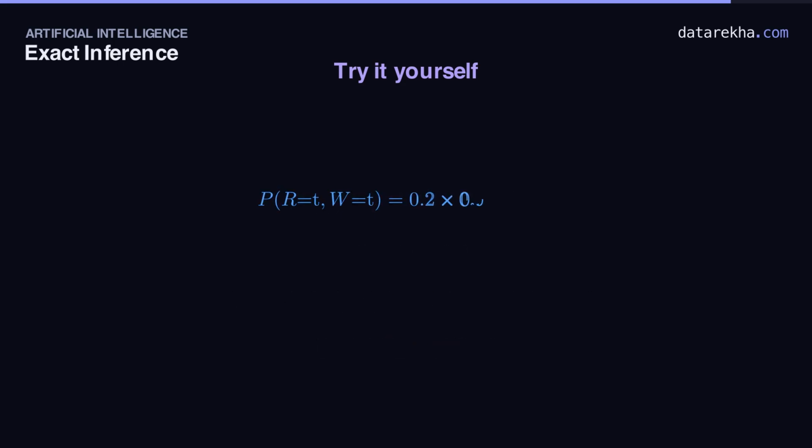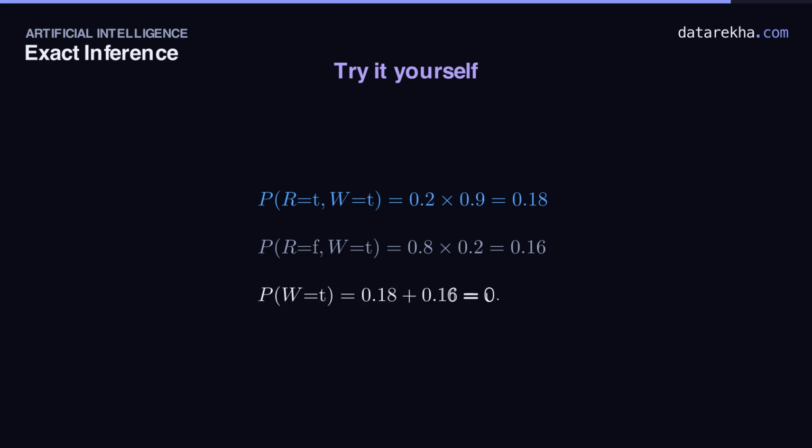Here's the walkthrough. There's only one hidden thing, the rain itself, so it's quick. For rain true and wet, 2 tenths times 9 tenths, that's 0.18. For rain false and wet, 8 tenths times 2 tenths, 0.16. Add them for the probability of wet grass, 0.34. Then divide 0.18 over 0.34, about 0.53. Wet grass makes rain a little more likely than not. If you got that, you've got this.